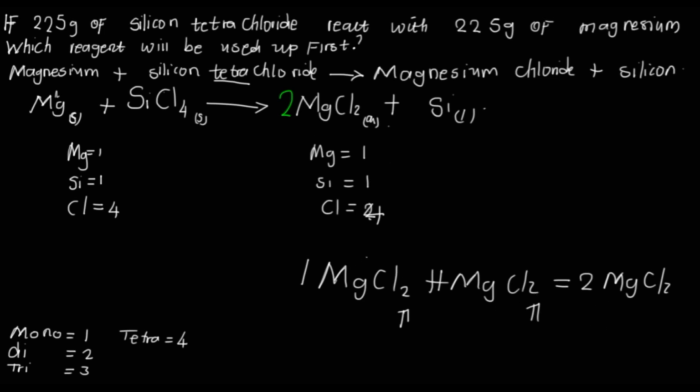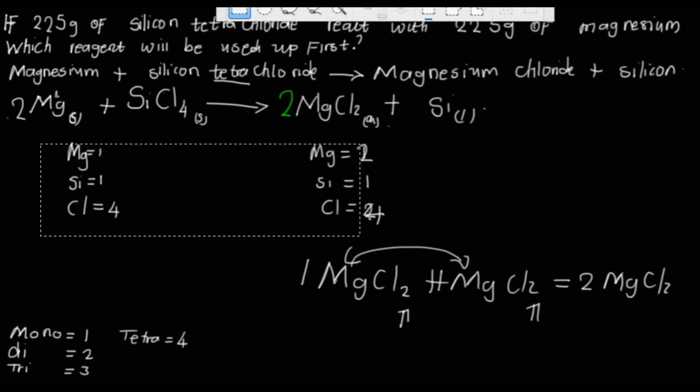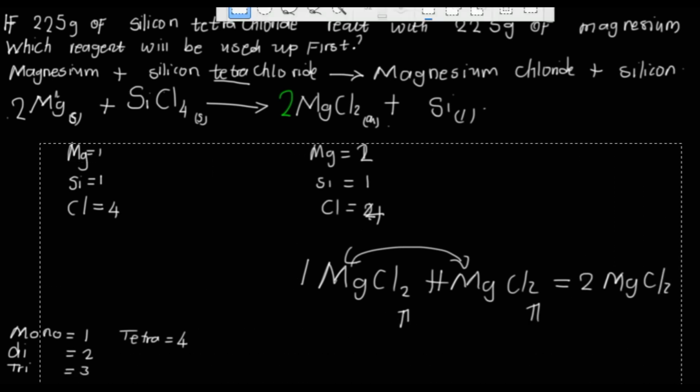Now from there we can also see that this time we have 2 atoms of magnesium. So even magnesium has changed from 1 to 2. So we need to also balance the magnesium on the reactant part. So 1 into 2 is just 2. So from there we can now see that our equation is balanced.